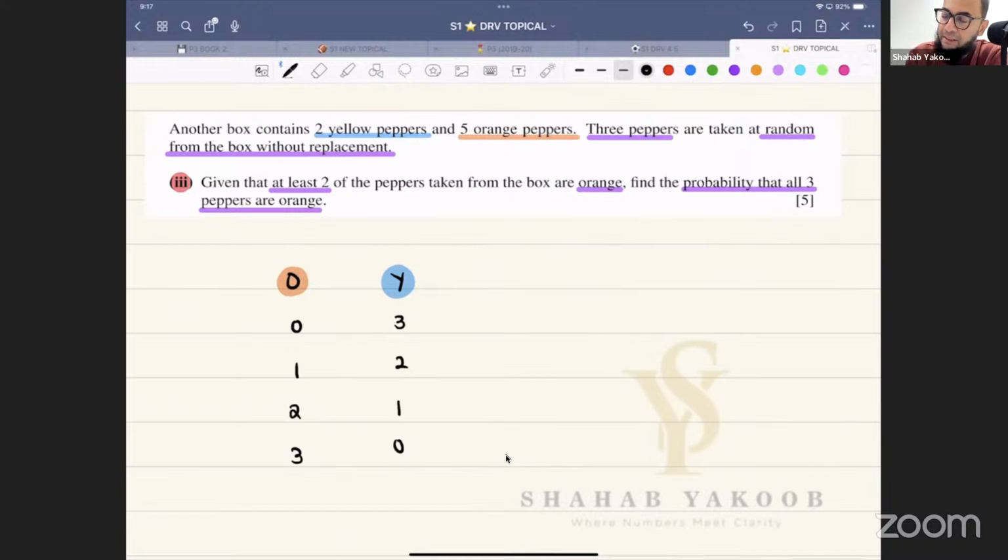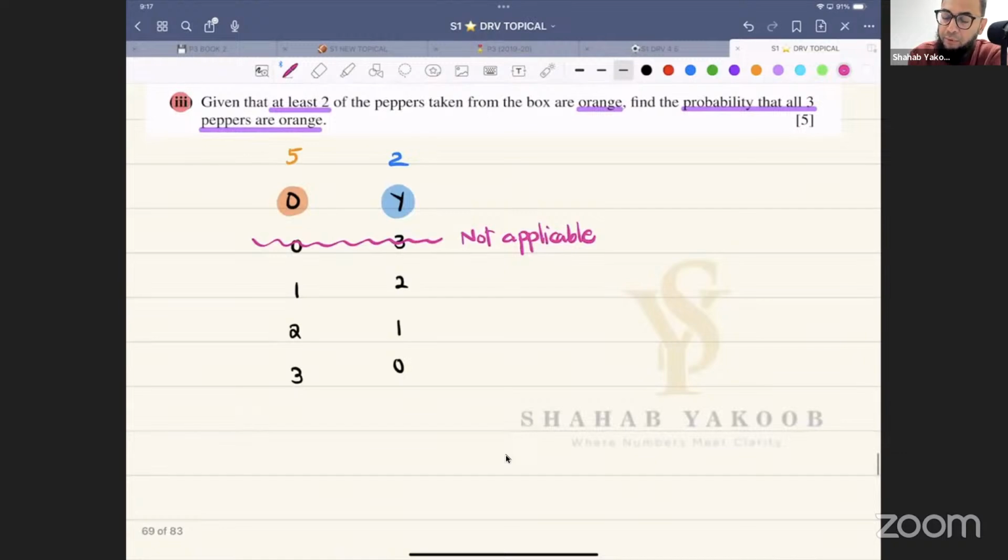Now keep in mind, there are 2 yellow papers and 5 orange. Is it possible that you can select 3 out of 2? Of course not. But I want to write things in a particular sequence, write and then cancel. No harm in that. So this is not applicable, not possible, so let me cancel this out.